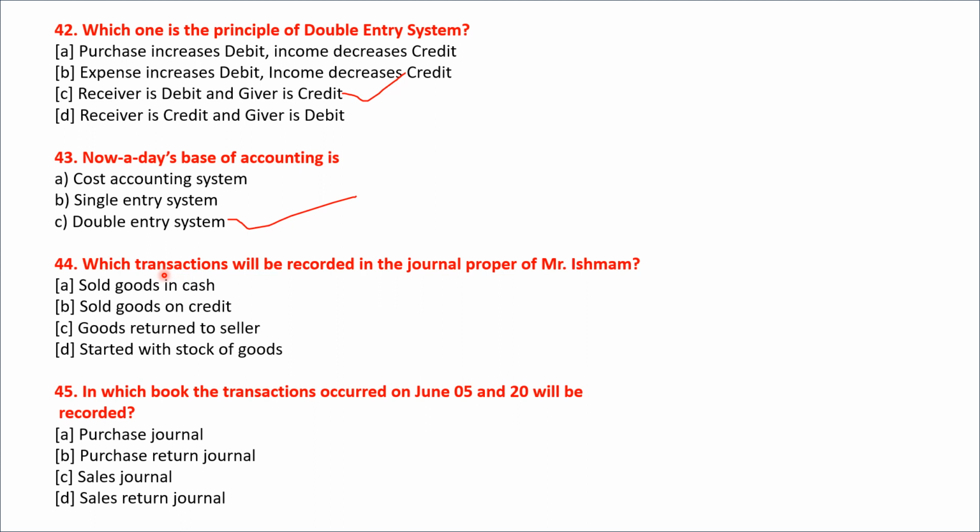अगला क्वेश्चन है, which transactions will be recorded in the journal proper of Mr. Ismail? ऑप्शन है, sold goods in cash, sold goods on credit, goods returned to seller, started with stock of goods. So इसका सही आंसर होगा ऑप्शन डी, started with stock of goods.